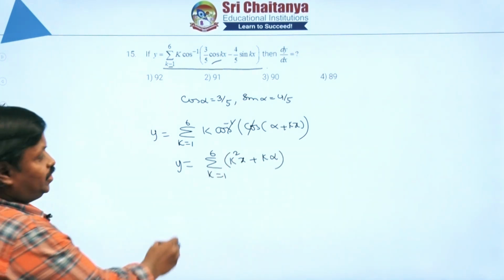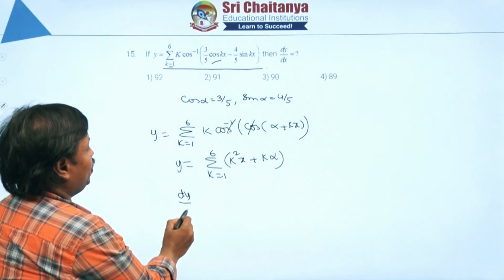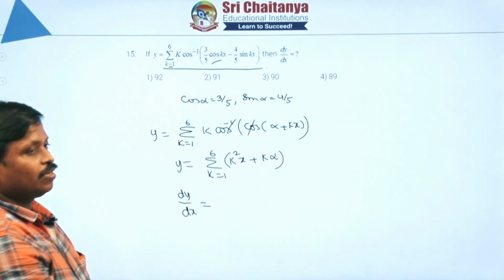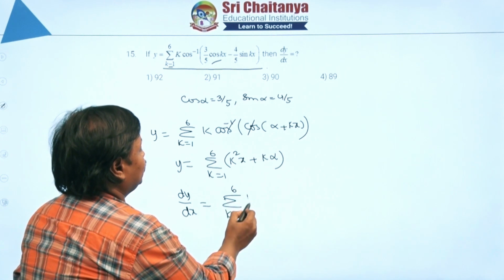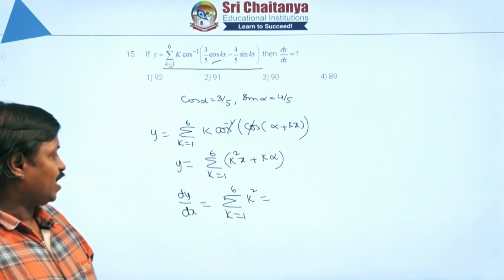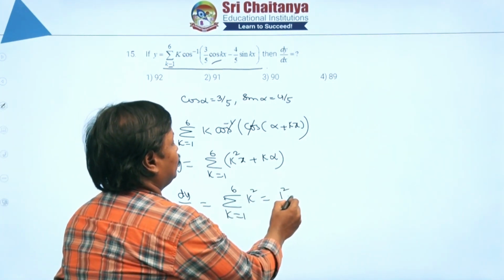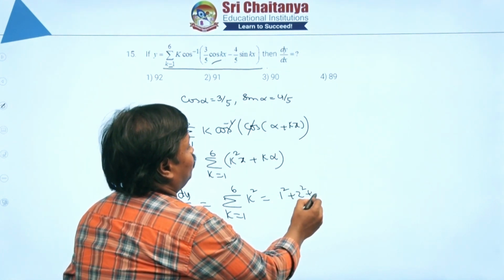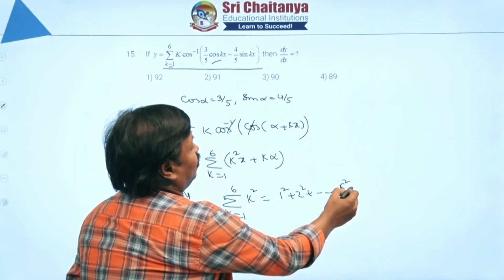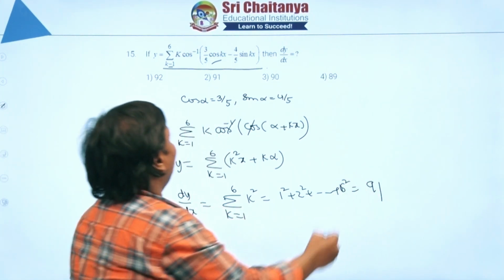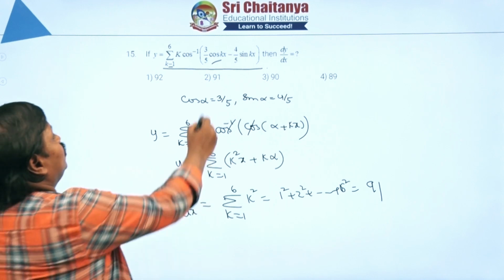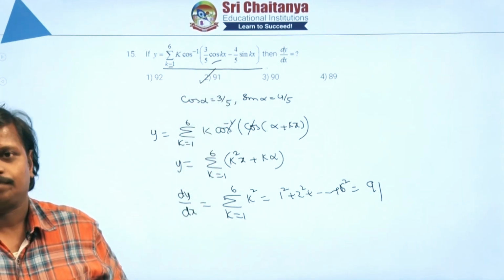So if I differentiate it, dy by dx equals, derivative of x is 1, sigma k equals 1 to 6 of k square. So sigma k square, if you use that formula, 1 square plus 2 square plus so on plus 6 square, you will get the value as 91. So the answer is 2. This is a very simple question.